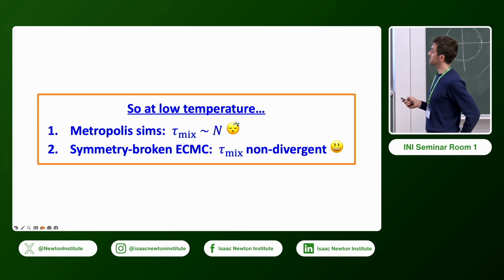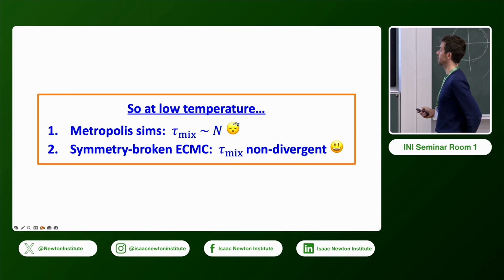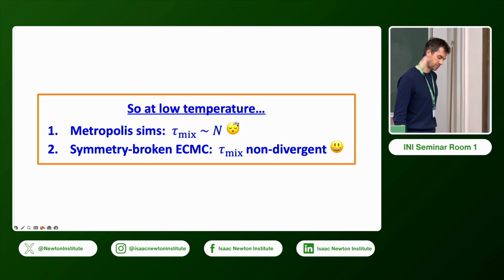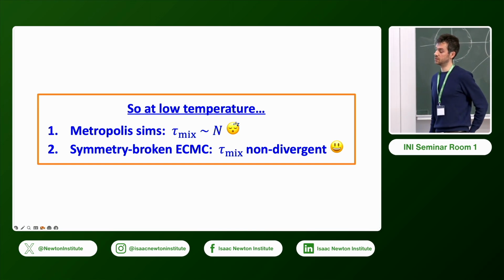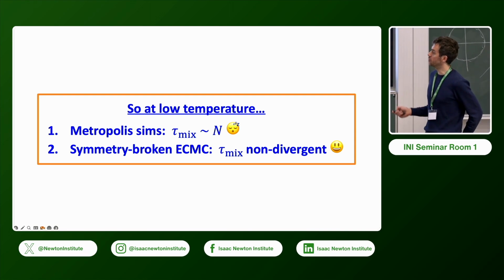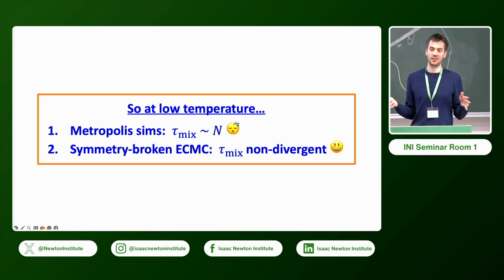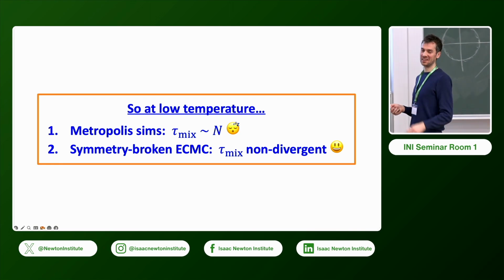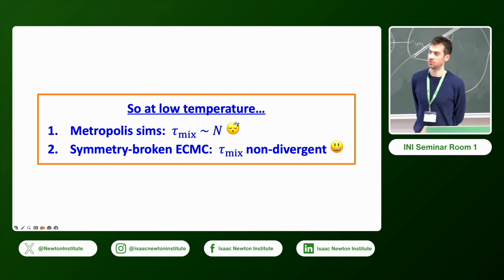So at low temperature, the Metropolis simulations have this divergent mixing time, and then the symmetry-broken ECMC has a tau mixing time which is non-divergent. So breaking symmetry in momentum space in event chain Monte Carlo has recovered symmetry on the original state space. Although you might then say, but you haven't done ECMC without breaking symmetry in momentum space. That is true, but that's something that my and Garrett's PhD student is going to look into over the next few years.